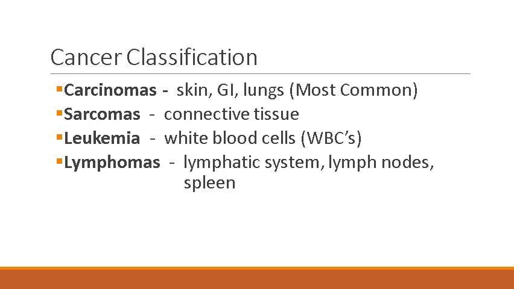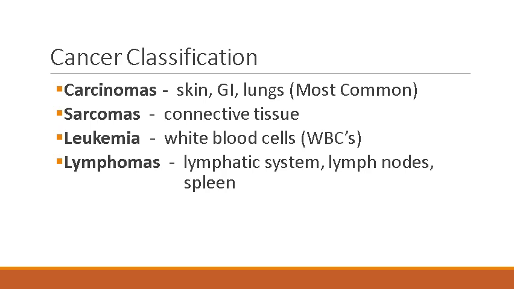Cancer classification. 4 classifications we'll discuss here. Carcinomas. When you look at these, other than leukemia, do you notice the words all end in the OMA-S? OMA. So the OMAs, and you can add the S on there as well. But these, when we're looking at the words, can kind of jump out to us and signify that it's a type of cancer. Okay, so carcinomas happen on the skin, they happen in the GI tract, they happen in the lungs. These are the most common types of cancer.